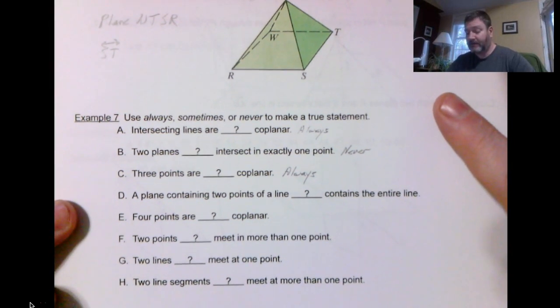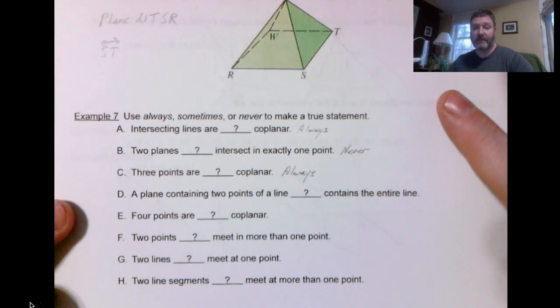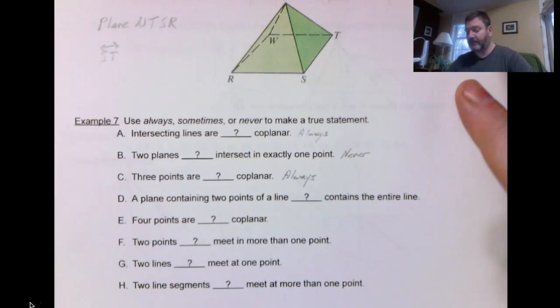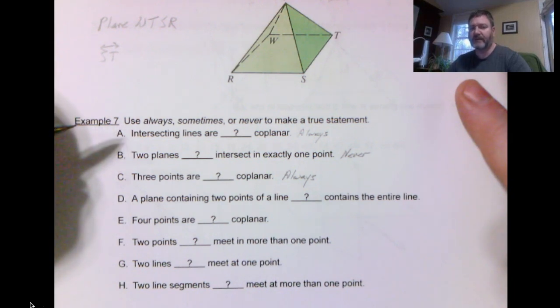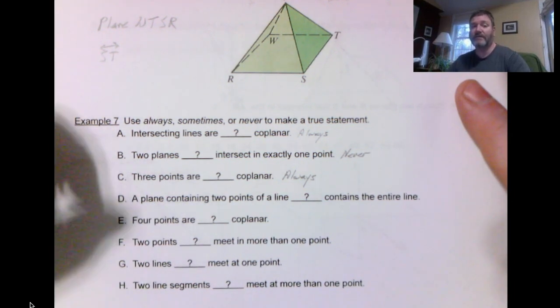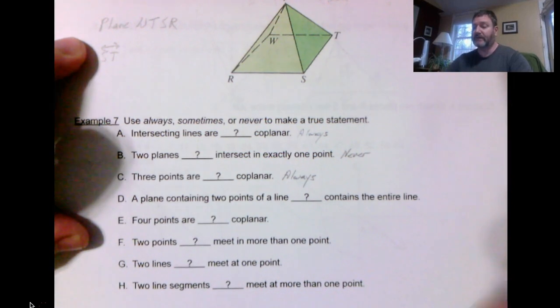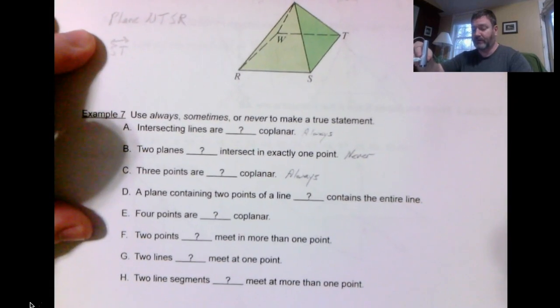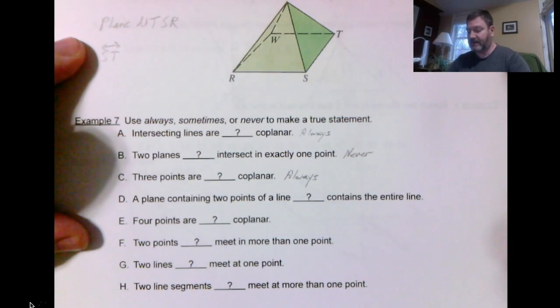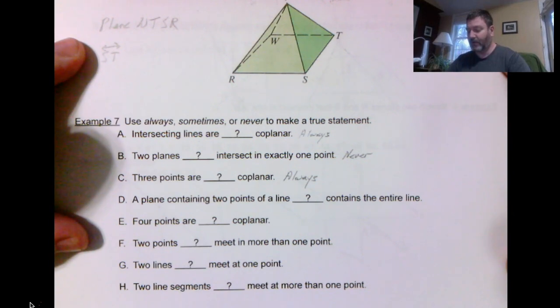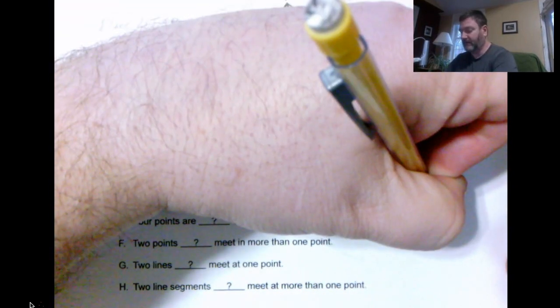A plane containing 2 points of a line always, sometimes, or never contains the entire line. So what do you think? Is it possible for 2 points of the line to be in a plane and then the rest of the line to not be on that plane? And the answer is always. A plane containing 2 points of a line always contains the entire line.